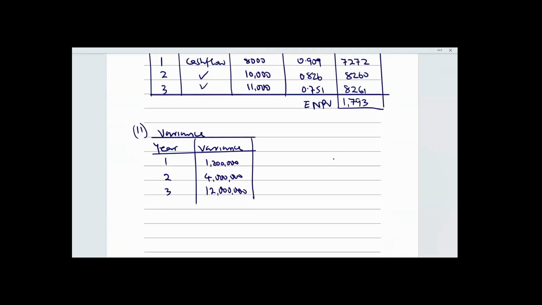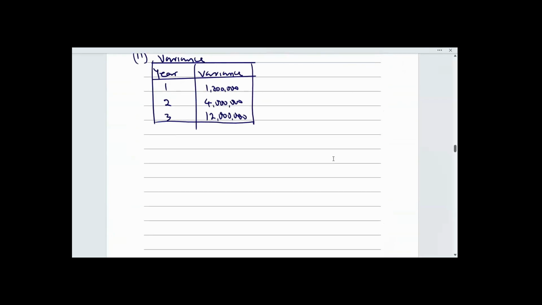Requirement number 3. We are to calculate the standard deviation of NPV. To get the standard deviation of NPV, I need to go back to the question: what is the nature of the cash flow? Am I given independent cash flow or mutually dependent cash flow? Because the cash flows of years 1, 2, 3 are different, that means they are independent, standalone cash flows.